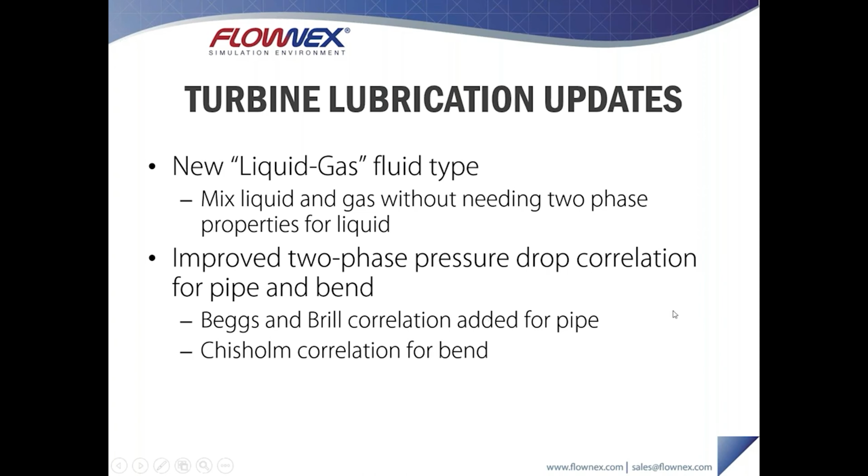To assist in predicting these pressure drops as accurately as possible, we also added a new two-phase pressure drop correlation to our pipe components. We added the Beggs and Brill correlation. This correlation allows us to account for the pressure drop using a non-homogeneous momentum model. I'll talk a bit more about that later. It is widely used in the oil and gas industry for predicting the pressure drop in pipes with two-phase flow.